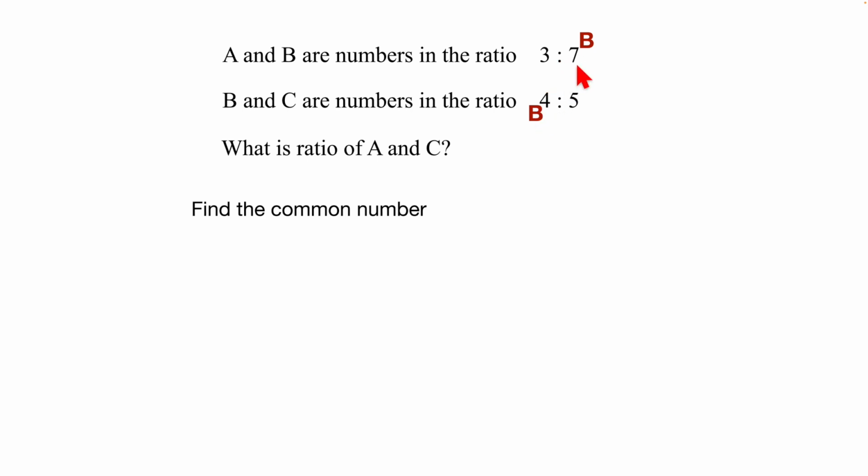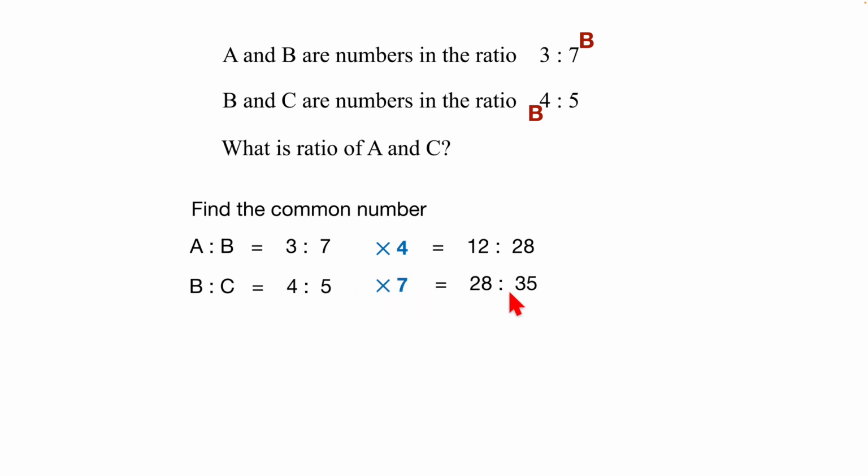What we need to do is multiply this by 4, and that number becomes 28, and this by 7, and that number becomes 28. So A and B is 3 to 7. We'll times both by 4, 12 to 28. B and C, 4 to 5. We'll times that by 7. 4 times 7 is 28, and 5 times 7 is 35. Crucially, that is the same as that. So if A is 12, B is 28, and C is 35. So the ratio A to B to C is 12 to 28 to 35.